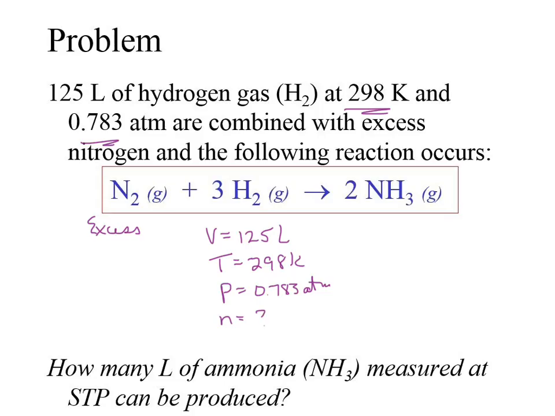And then the question in italics down here is how many liters of NH3, so volume is equal to question mark liters, how many liters of NH3 can be produced if the NH3 is at STP, standard temperature and pressure. Very good.